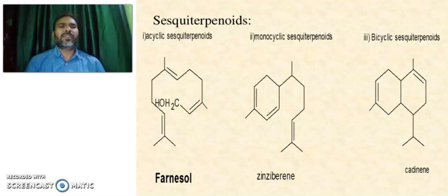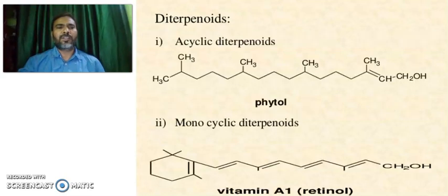Now friends, sesquiterpenoids: acyclic sesquiterpenoids, monocyclic sesquiterpenoids, and bicyclic sesquiterpenoids: farnesol, zingiberene, this is an important compound for you, and cadinene. Diterpenoids: acyclic diterpenoids, phytol, and monocyclic diterpenoids, for example vitamin A, retinol.